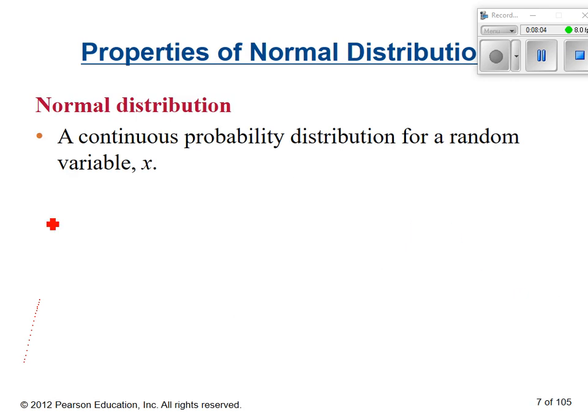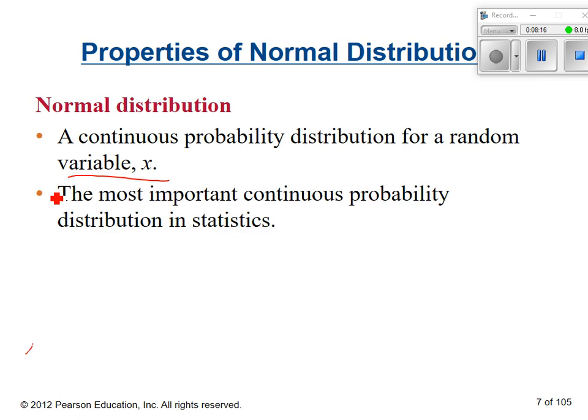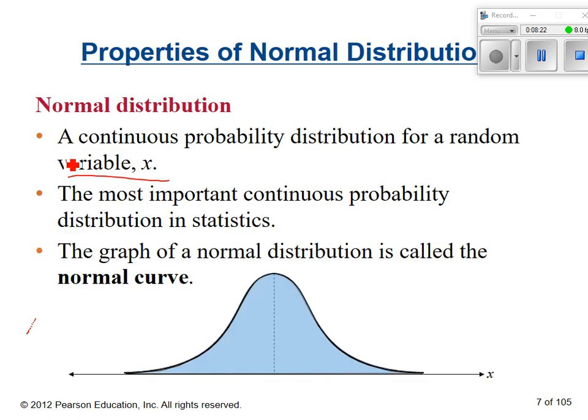A normal distribution is a continuous probability distribution for a random variable x. That's what we've been dealing with the last couple of chapters, is just our random variable x. The most important one is the normal curve. That's what we're going to deal with. Everything is going to be based off of that normal curve. We've been calling it the bell curve. I don't care which one you call it. There's probably some mathematical thing that says you should not call it the bell curve. It should be called the normal curve. It doesn't matter to me.